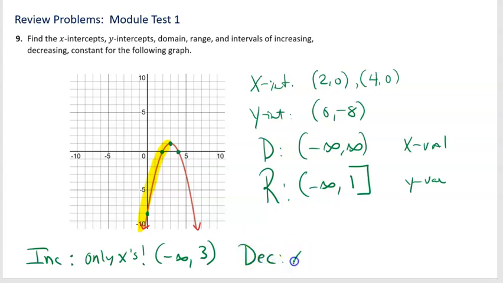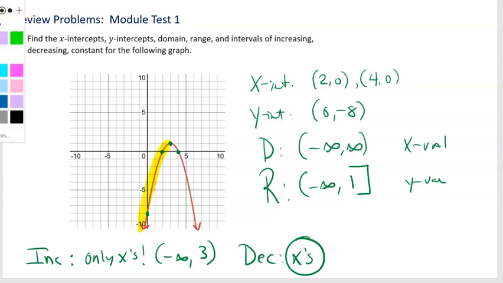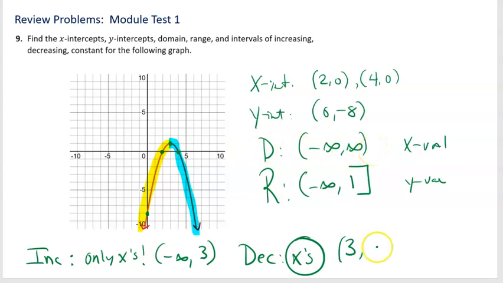Again, x values only when you answer this question. So where's my graph decreasing? If I highlight this for you, it begins right here, and all that part is decreasing when you look at that from left to right. So it begins decreasing at 3. Again, I don't include the 3, because for increasing, decreasing, constant, you don't include the endpoints. How far to the right does it continue to decrease? Infinity. And I think that's all I asked. Yes, that's all I asked on that one.